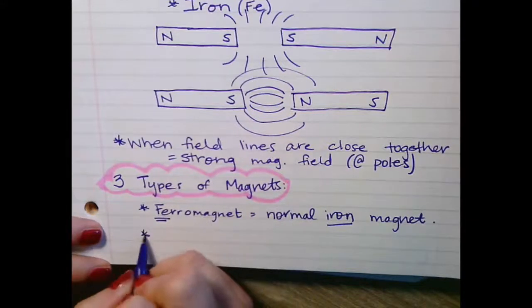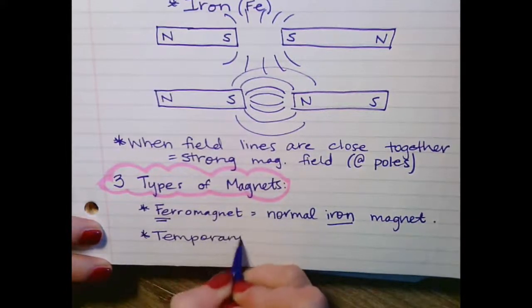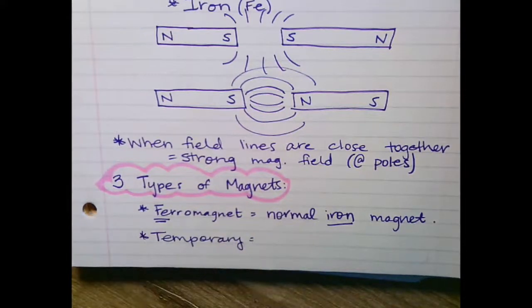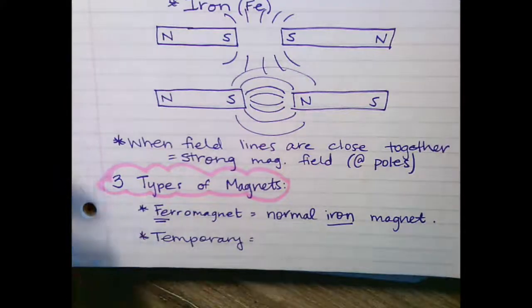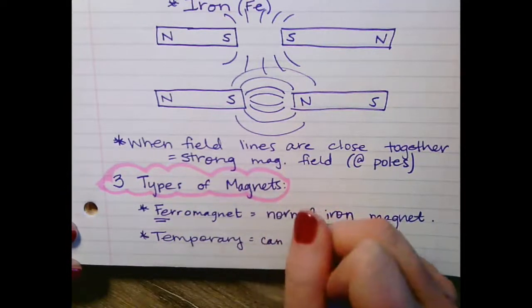Then we have what we call a temporary magnet. A temporary magnet is things similar to when we did the scissor example, so it can become magnetic.